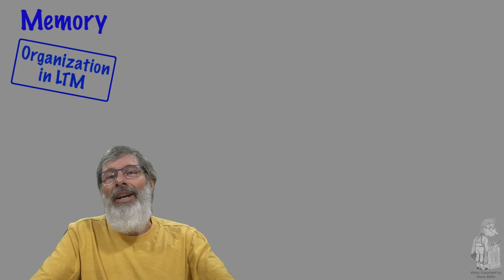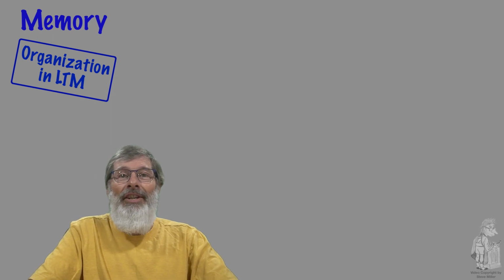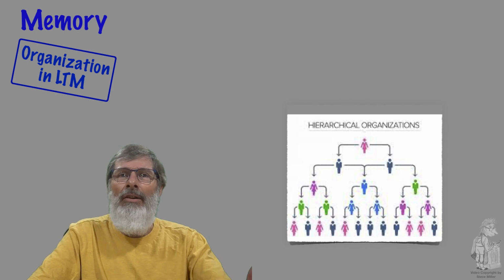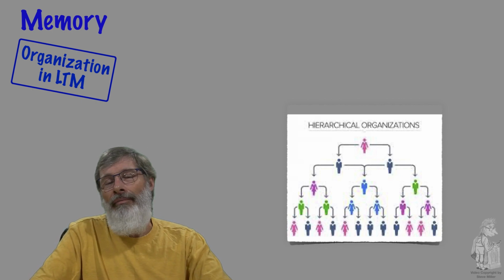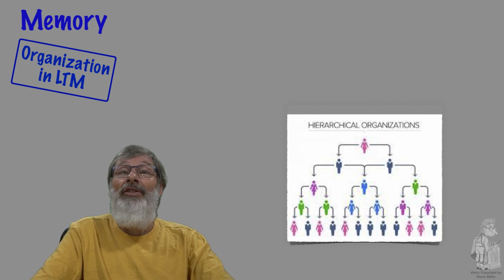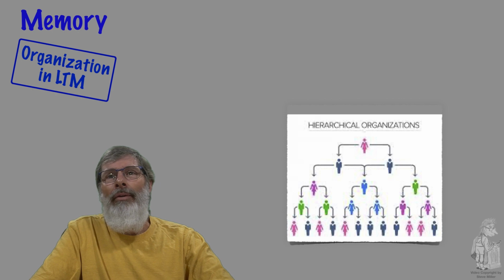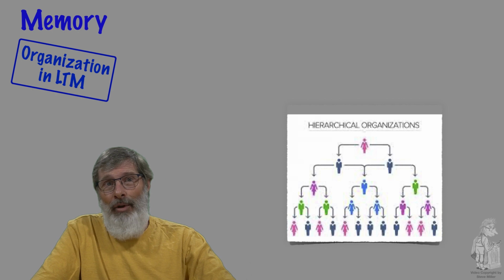So let's look at how we organize information in our long-term memory. People tend to organize information according to a hierarchical structure. A hierarchy is an arrangement of items into groups or classes according to common or distinct features. As we work our way up the hierarchy, we find more encompassing or superordinate classes to which the items below them belong. For example, all mammals are animals, but there are many types of animals other than mammals.